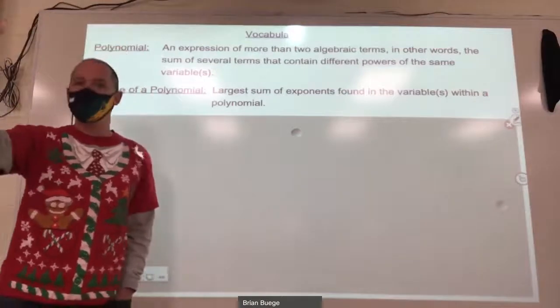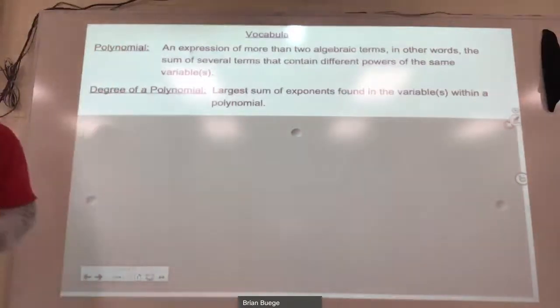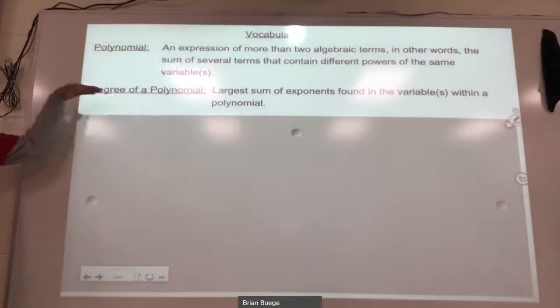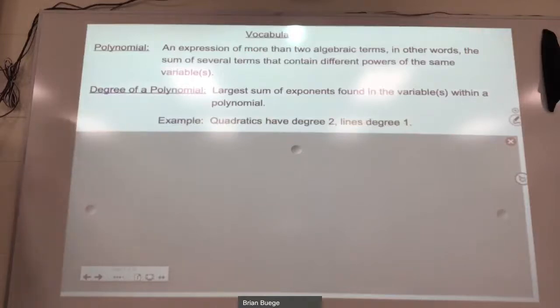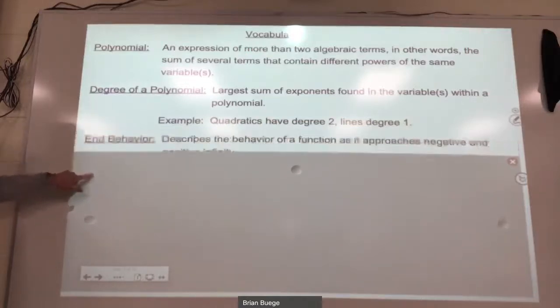We're going to look at 3rd degree and 4th degree. That's what we're going to start looking at. So when we talk about the degree of a polynomial, that's going to come into play quite a bit in this chapter. Like we said, quadratics have degree 2, lines have degree 1.